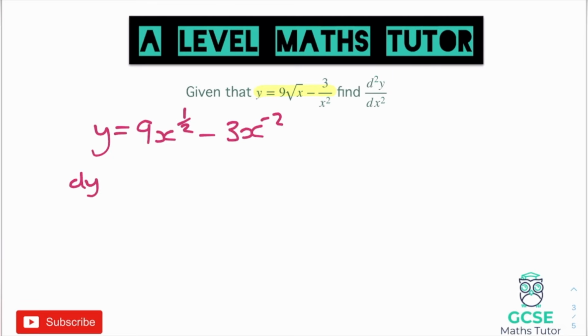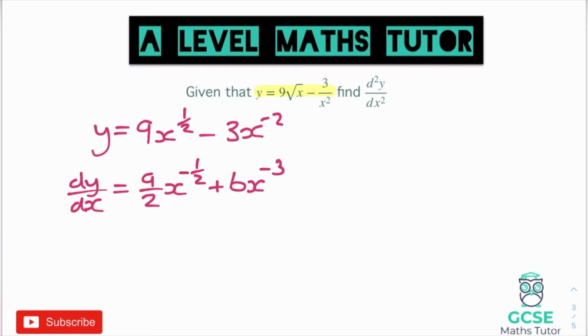So if we find our first differential, we're just going to multiply the coefficient by the power and decrease the power by 1. So that becomes 9 times a half, which we can just write as 9 over 2, x to the power of minus a half when we take away 1. We've then got negative 3 times negative 2, so that becomes plus 6, and x to the power of negative 3. So there's our first differential.